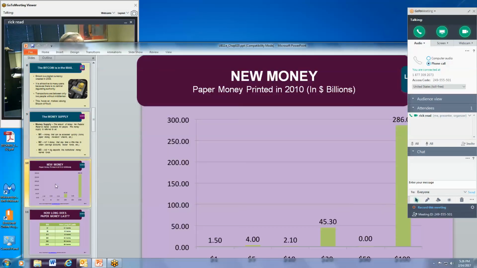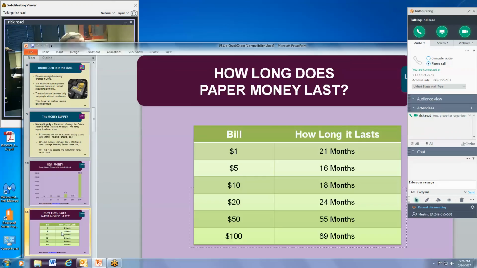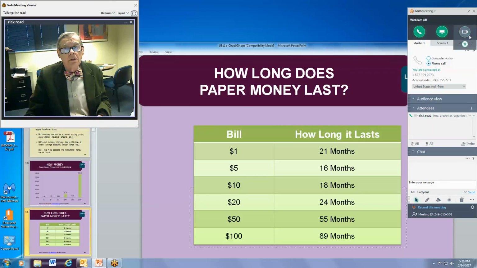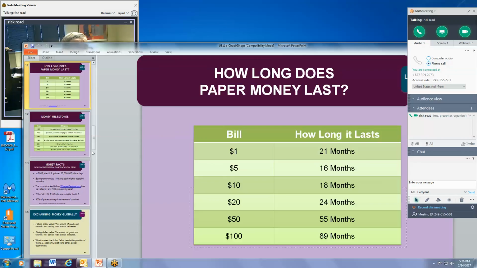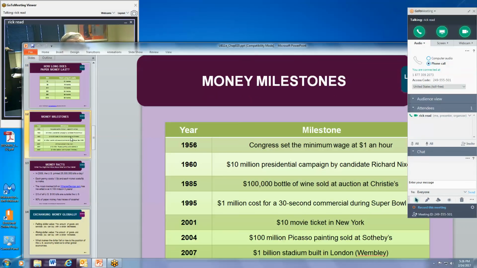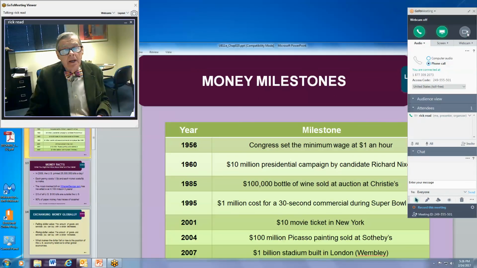This just gives you a little graphic of how long paper currency lasts. Again, that's something that we need to discuss. But notice that the dollar bill lasts longer than the $5 bill, even though there's more of those in circulation. Something I cannot explain, but it's there. Money milestones: 1956, Congress established the dollar as the minimum wage. $10 to go to a movie in 2001 in New York City. And then there are a few other things there which we really don't need to talk about a whole lot.